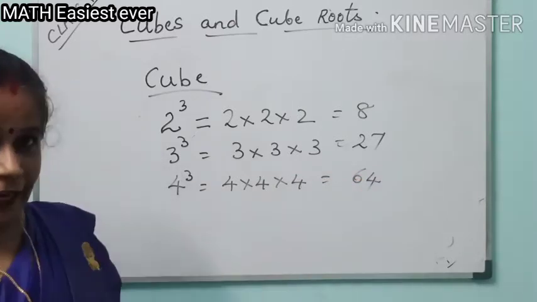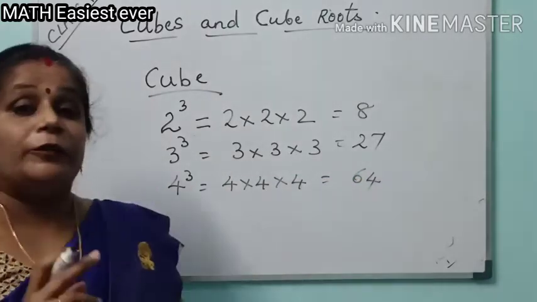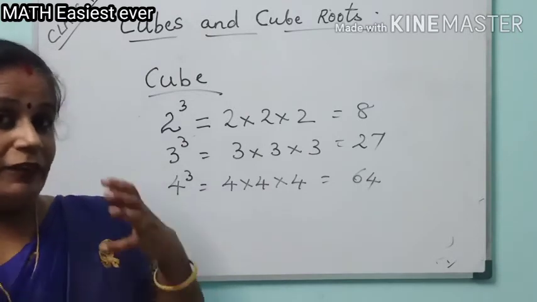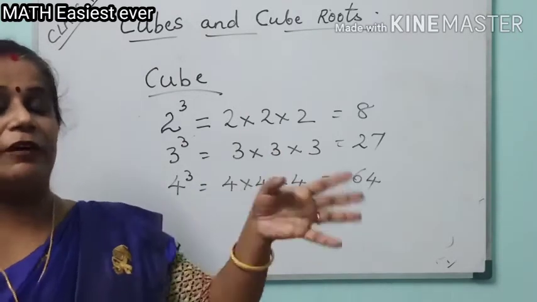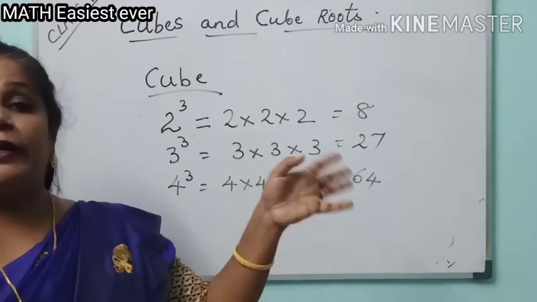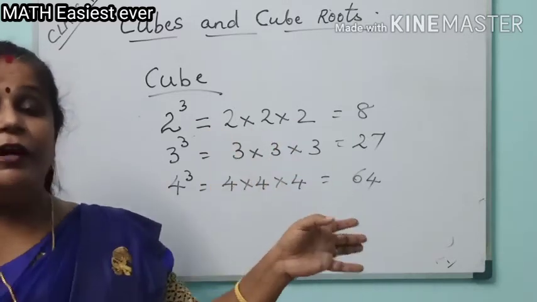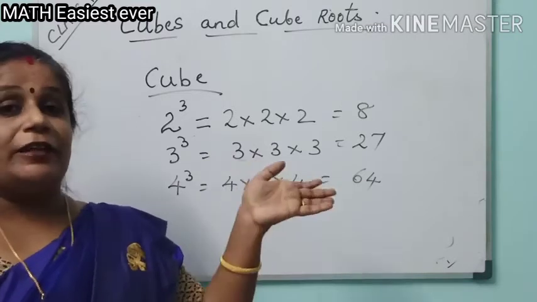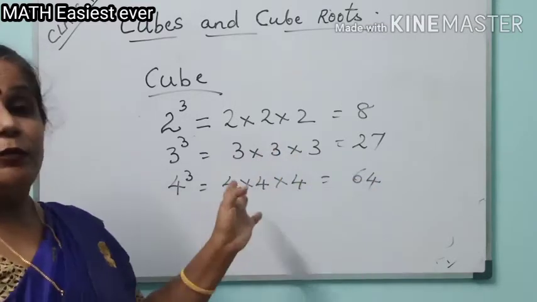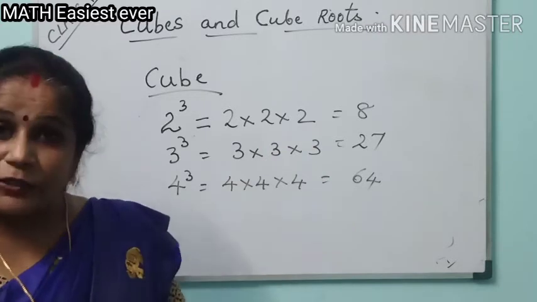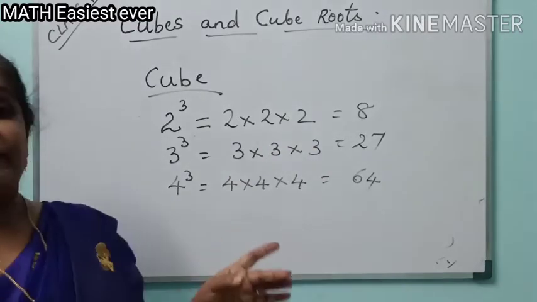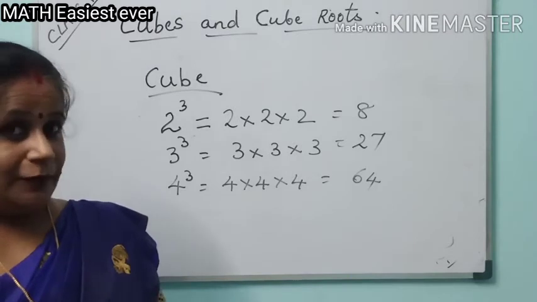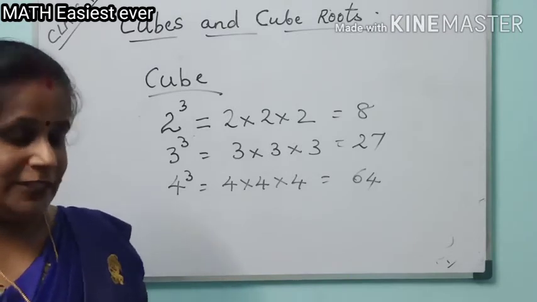Like that, the cubes of numbers up to 10 at least you should know thoroughly. You can even learn those numbers by heart. 1 cube is 1, 2 cube is 8, 3 cube is 27, 4 cube is 64, 5 cube is 125, 6 cube is 216, 7 cube is 343, 8 cube is 8 into 8 into 8, 512, 9 cube is 729 and 10 cube is 1000. Please learn by heart up to 10. It will be easy for you.